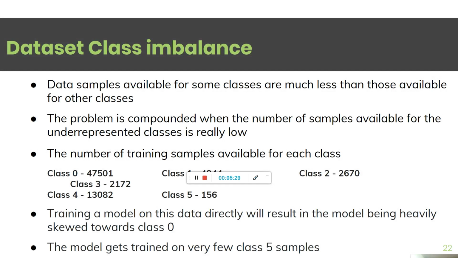So the first challenge was the dataset class imbalance. If we look at the 6 classes that we have, we would find that we have a lot of data samples or flows that belong to class 0. Almost more than 50% of the full data set are flows that belong to class 0, as opposed to flows or data samples that belong to class 5, which are very few.